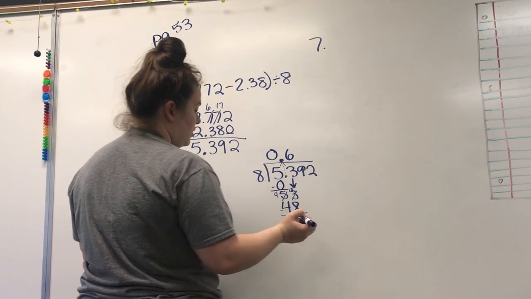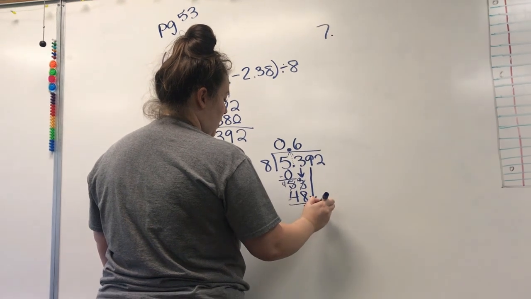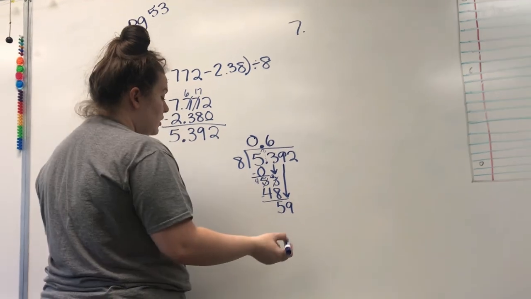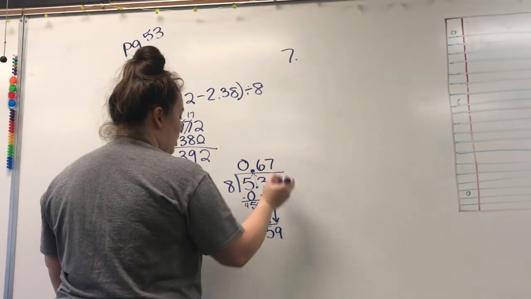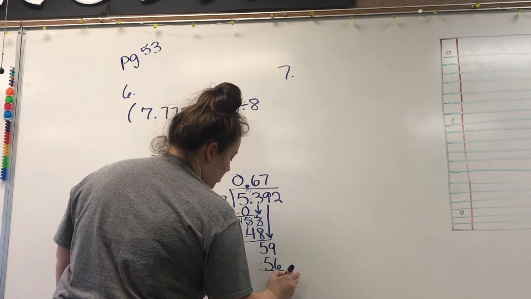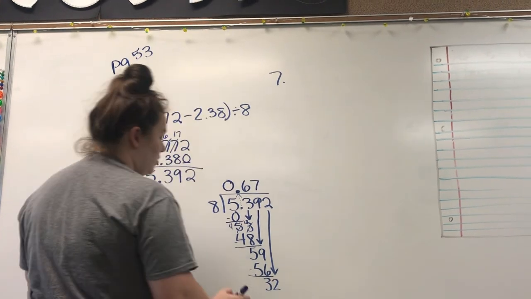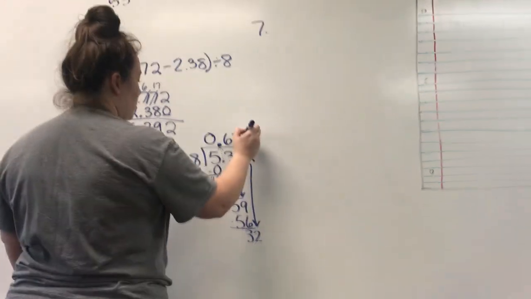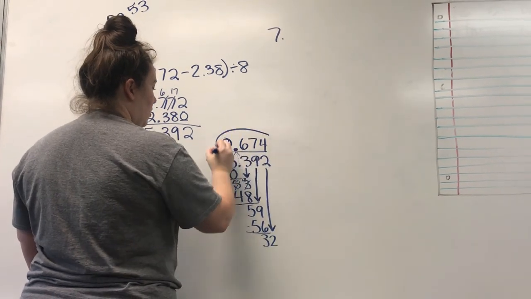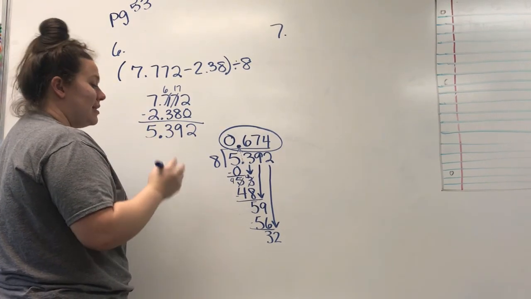4 minus 4 is nothing. Okay. Bring down my 9. 8 times what gets me close to 59 without going over? That is 7. 56. Subtract that, which is 3. Bring this down. 32. 8 times what gets me to 32? And that is 4. Okay? There is our happy answer for number 6.